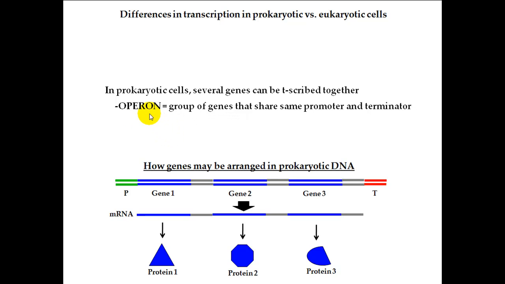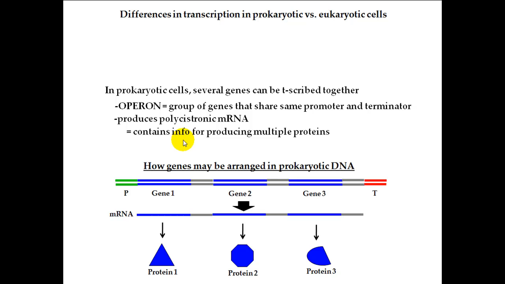Because the genes in an operon are transcribed all together, they make a messenger RNA that contains information that can be used to make many different types of proteins. So in contrast to the monocistronic messenger RNA that all eukaryotic genes produce, prokaryotic DNA can produce polycistronic messenger RNA. Again, polycistronic means that it's a messenger RNA that contains the information that can be used to make multiple proteins, like you see here.